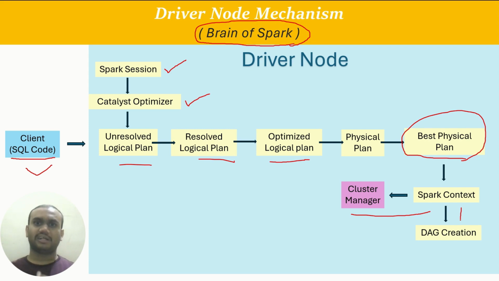This was all about the driver node mechanism. All of these activities were performed inside the driver node only. This whole designing process, all your optimizations, converting your unresolved plan to a logical plan, and deciding how many cores, executors, RAM, memory, and CPUs you actually need, is all decided in the driver node, as well as the DAG creation. We will understand more about the DAG because there are multiple steps inside the DAG as well. This is all covered under the driver node. That is why it is called the brain of Spark.